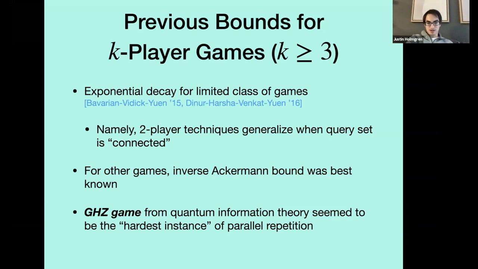So one of these papers, a paper by Diener et al., that sort of unified what was known about three-player games, put forward this particular game called the GHZ game from quantum information theory, which they said seems to be the hardest instance of proving a more general parallel repetition. I guess one interpretation of this work is that maybe it's not really the hardest instance. It's maybe the easiest instance because that's what we're able to prove something for. But let me just tell you what the GHZ game is before going on.